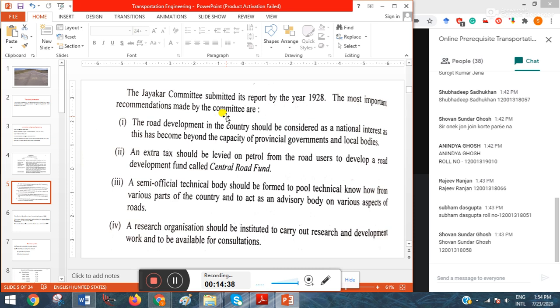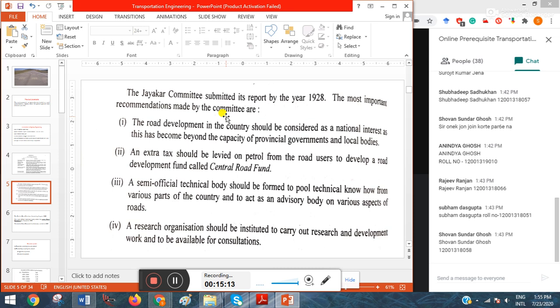First, roads in ancient India, roads in the Mughal period, roads in the 19th century. After that you can go for this Jayakar Committee. But as per the syllabus, this Jayakar Committee is important. You can read about roads in ancient India and roads in the Mughal period from the book, no problem, but this is not important. What is mainly important is where the revolution started.